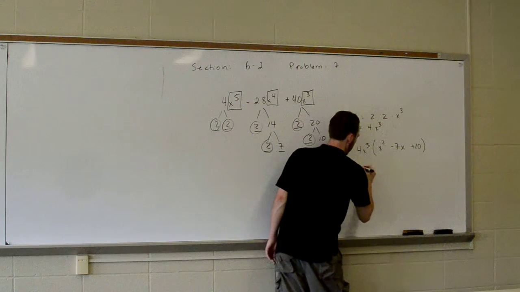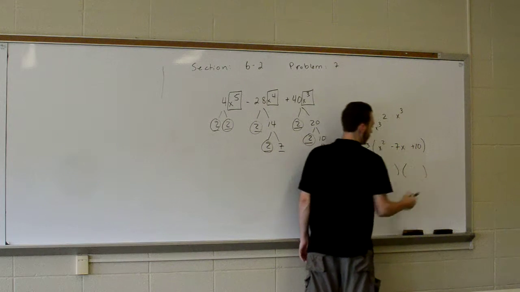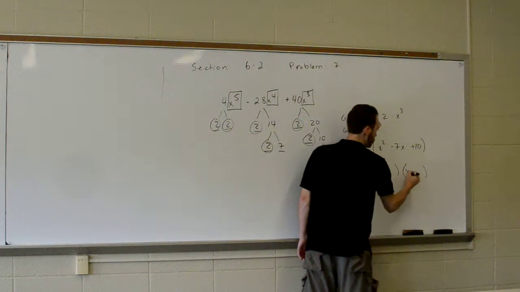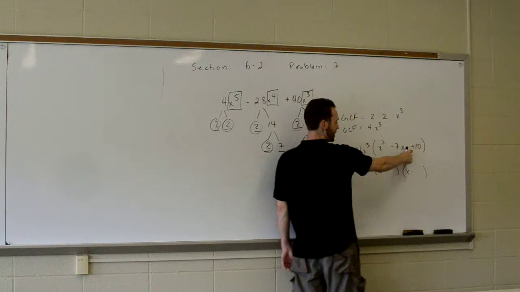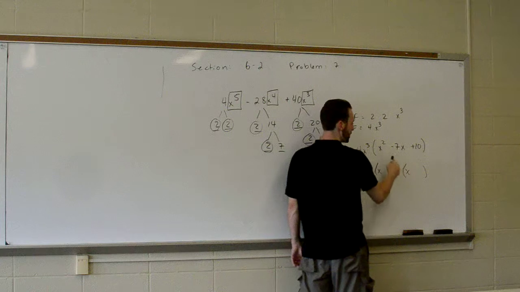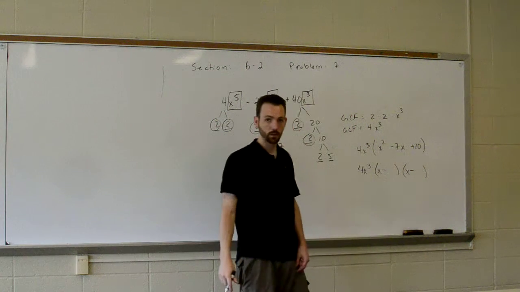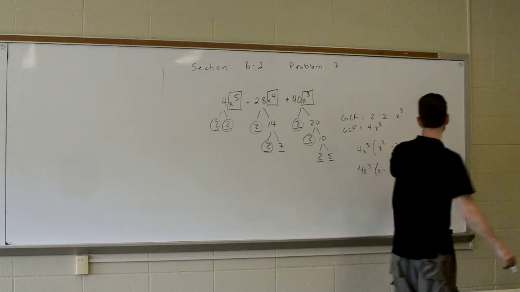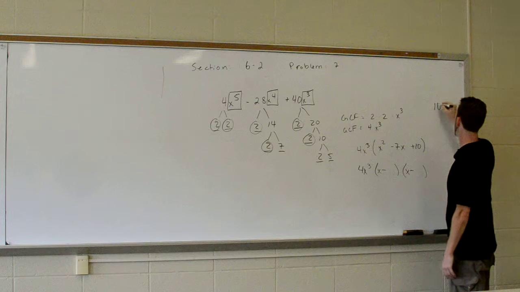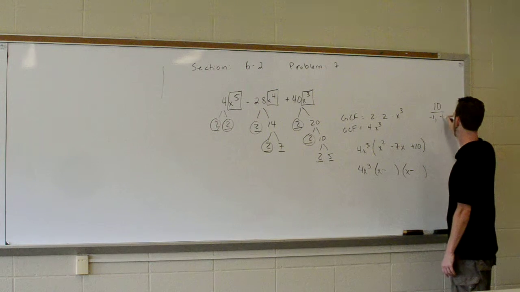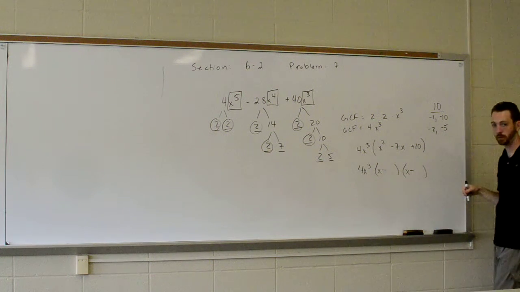So we bring down our greatest common factor, 4x to the 3rd. And we know we're going to get 2 binomials. We put an x in each one of these. We look at the 3rd term, we see that it's positive, so we know that both of these have to have the same sign, and this is negative, so both of these have to be negative. We then are looking for factors of 10 that give us negative 7, where both factors are negative. So 10 can be negative 1 and negative 10, or negative 2 and negative 5. There are no other factors.